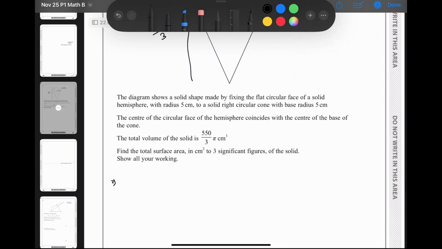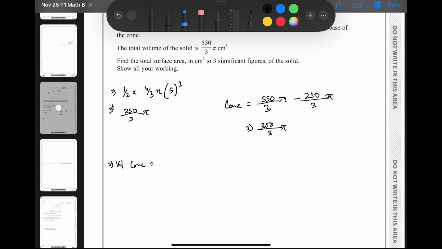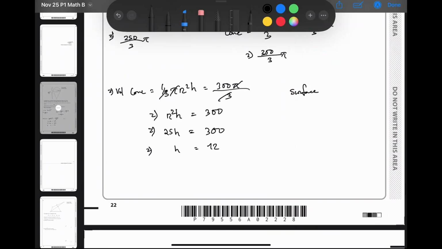First, we will find and deduct the volume of the hemisphere from the total volume. Then we will construct an equation for just the cone to equalize with the remaining volume to get the height. We get the height as 12 centimeters that we will use to calculate the surface area of the whole object.